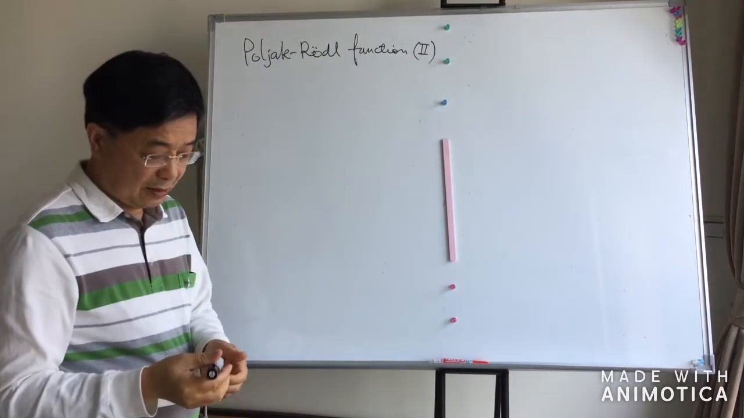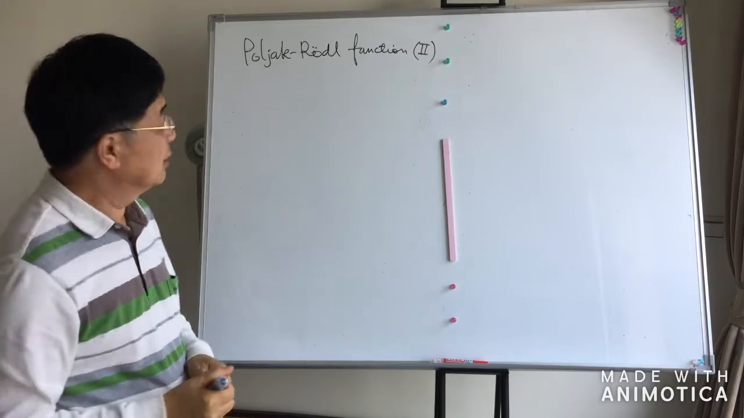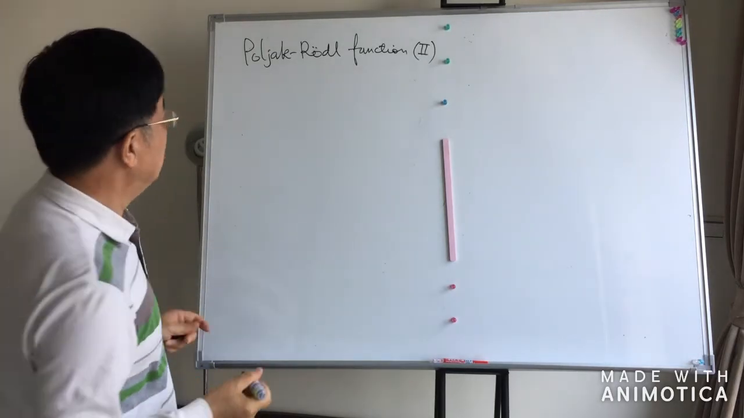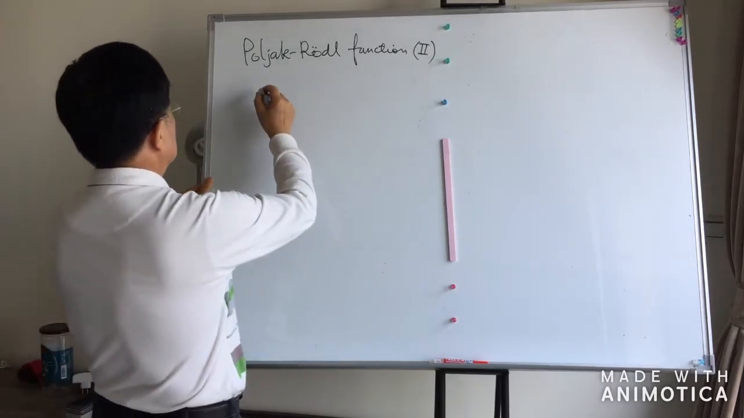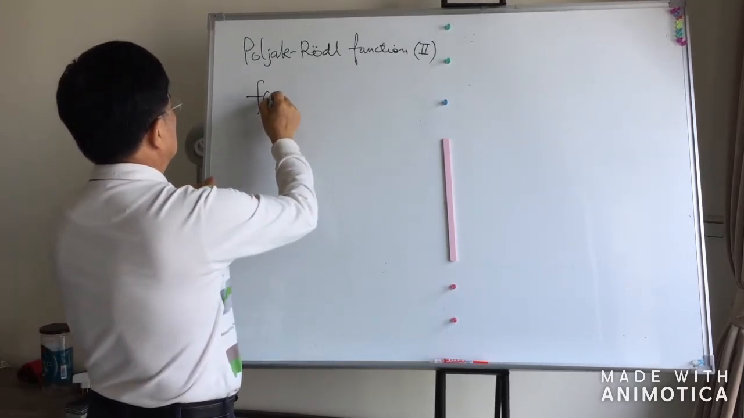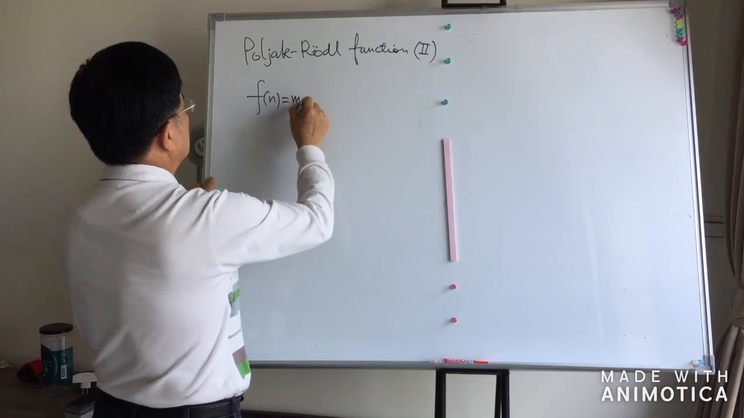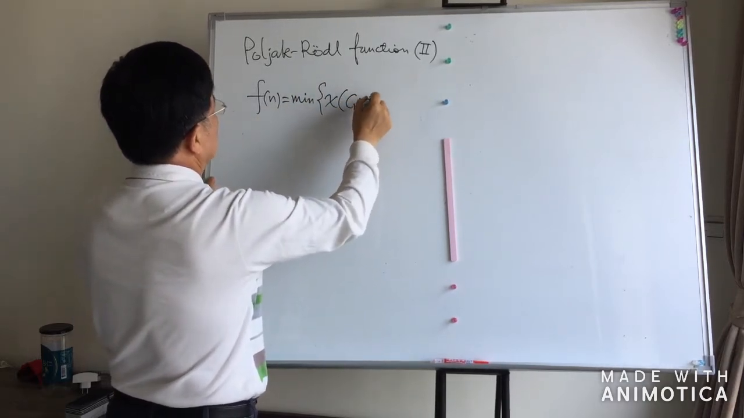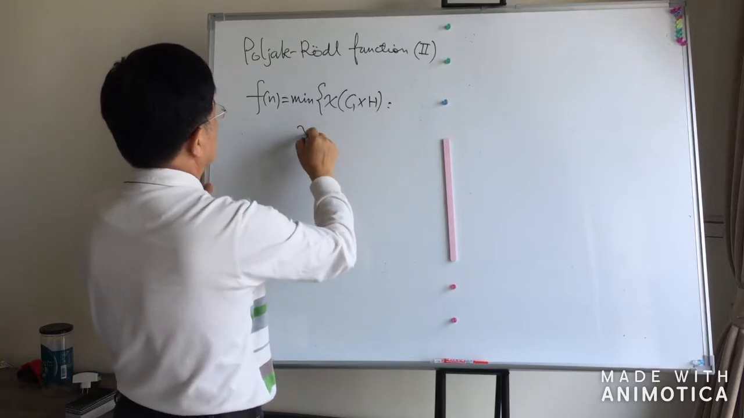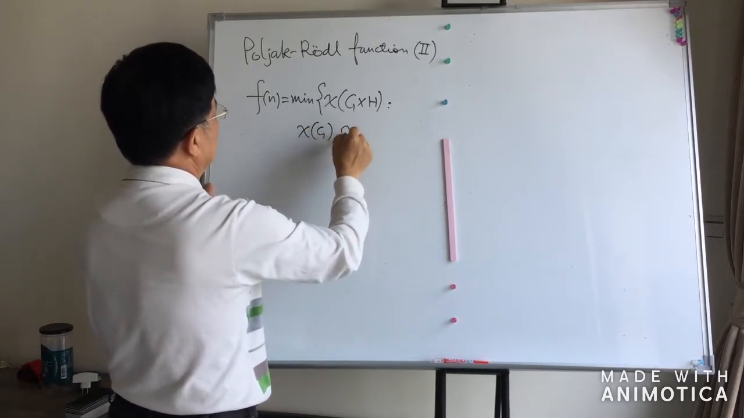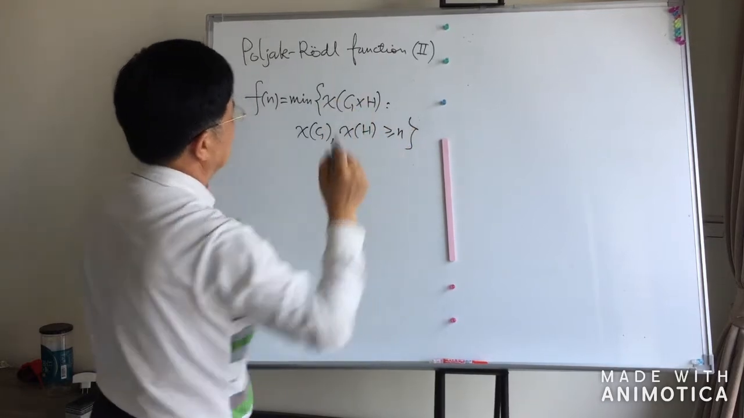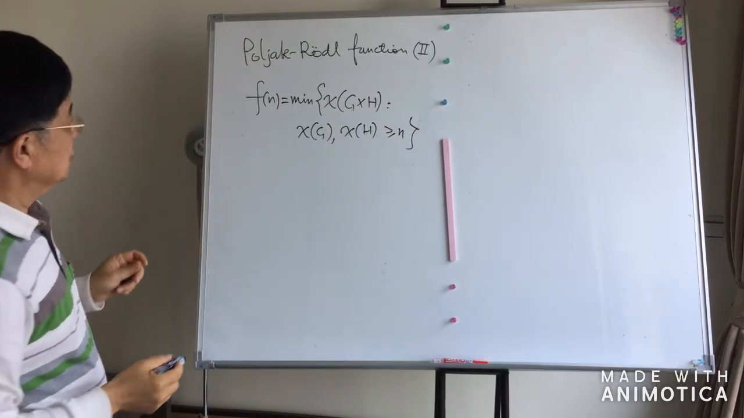Hello everyone. Now I'm going to talk about the Poljak-Rödl function again. This is the second part. The function is defined as f(n) equals the minimum of the chromatic number of the product graph G times H, where the chromatic number of both G and H is at least n. Okay, so this is the Poljak-Rödl function.